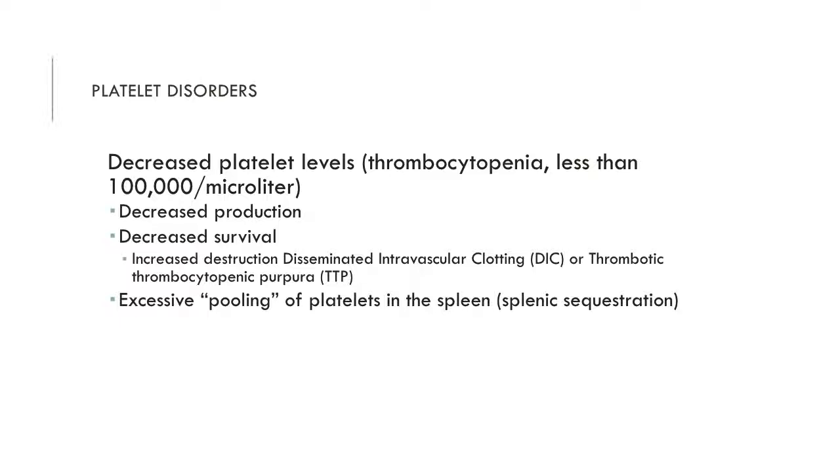DIC, or thrombotic thrombocytopenic purpura, or TTP. Or we can have excessive pooling of the platelets in the spleen. We call that splenic sequestration, rather than having them going all over the body.